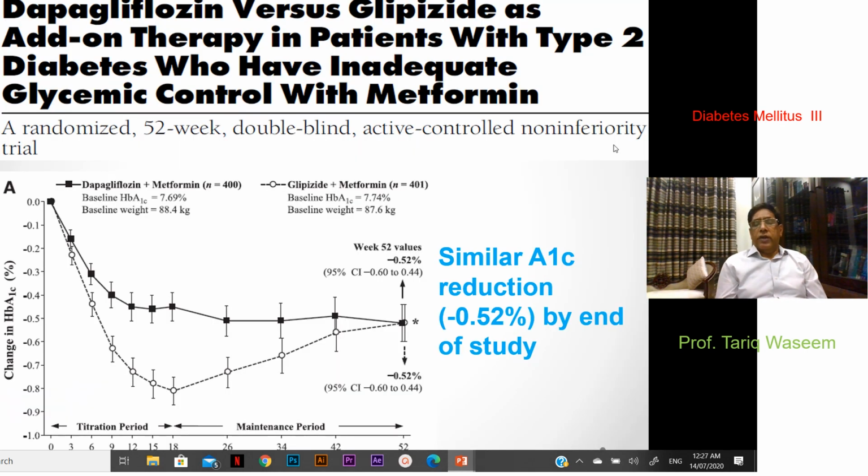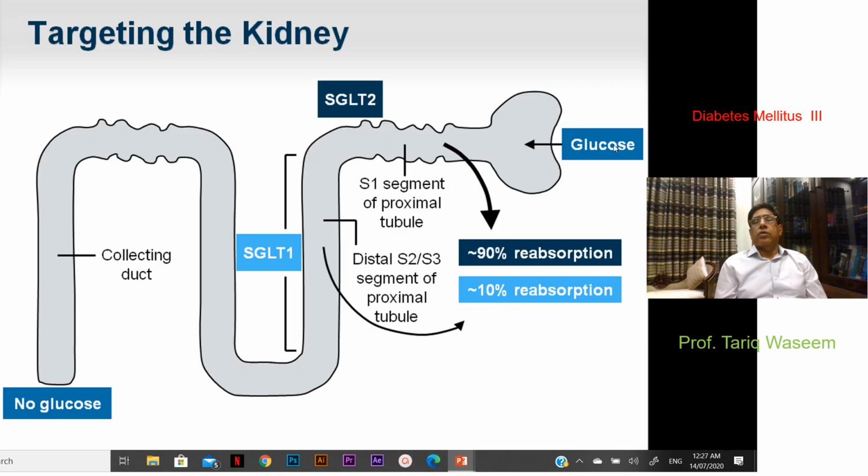the most of the filtered glucose, after filtration from the Bowman's capsule, reaches the proximal convoluted tubules, this SGLT2 enzyme leads to almost 90% of it being reabsorbed, and only very little is reaching the distal nephron for excretion in the urine.